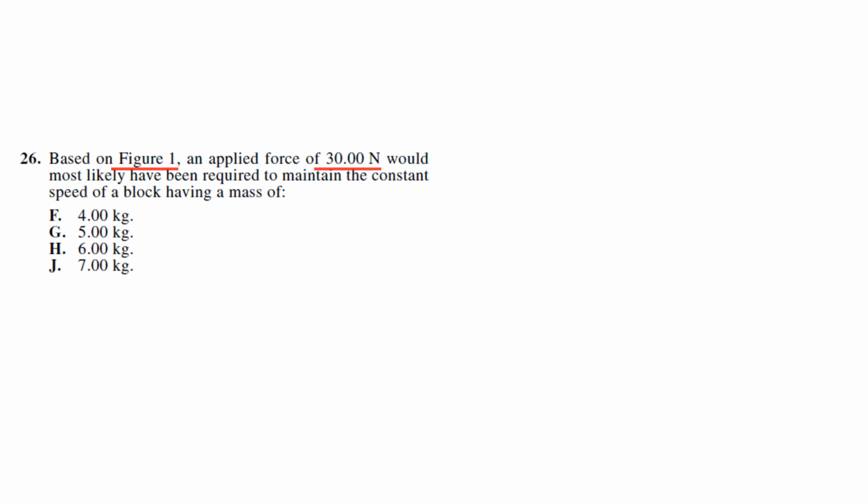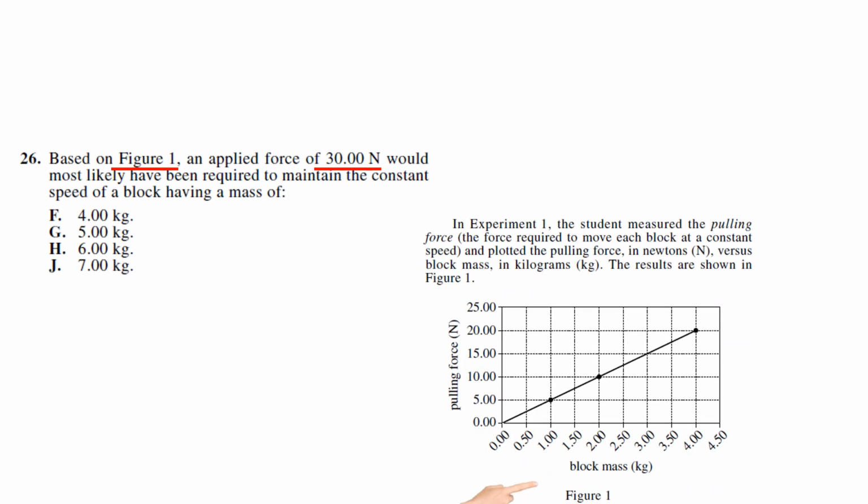Based on figure 1, so we're using figure 1 again, and we're looking for an applied force of 30 newtons. But 30 is not there. It only goes up to 25, right? It stops at 25. So you've got to figure out, well, what do I do? What would most likely have been required to maintain the constant speed for a block having a mass of? Okay, so there are 2 ways you can do this. You can calculate it or you can draw it.